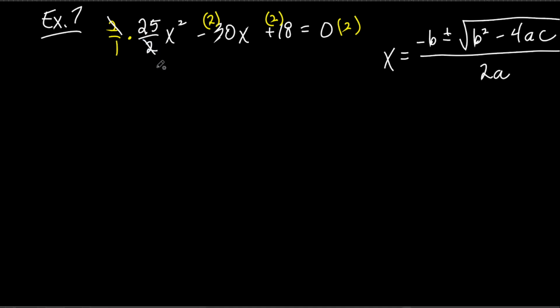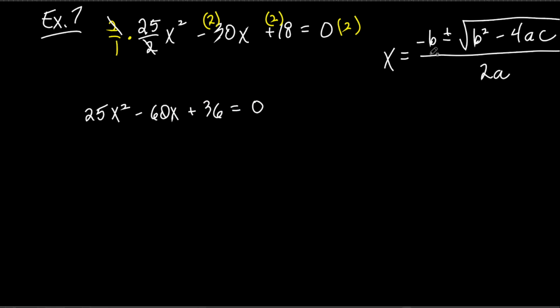All right, so let's see if that makes it look any better. Well, that 2 and that 2 cancel out. That's the whole reason why we're doing the multiplying by 2 thing, so that that cancels out. So what am I left with? I'm left with 25x squared minus 60x plus 36 equals 0. Now that looks a lot better than what we started with, just because of the fraction.